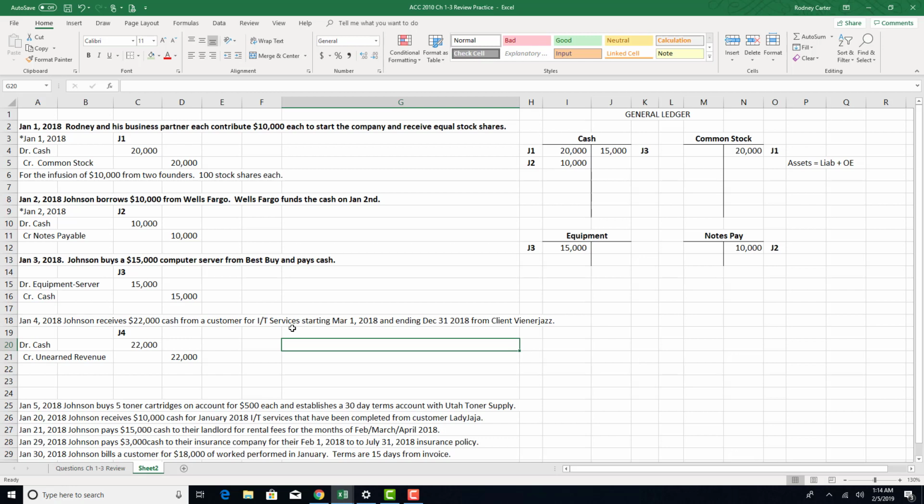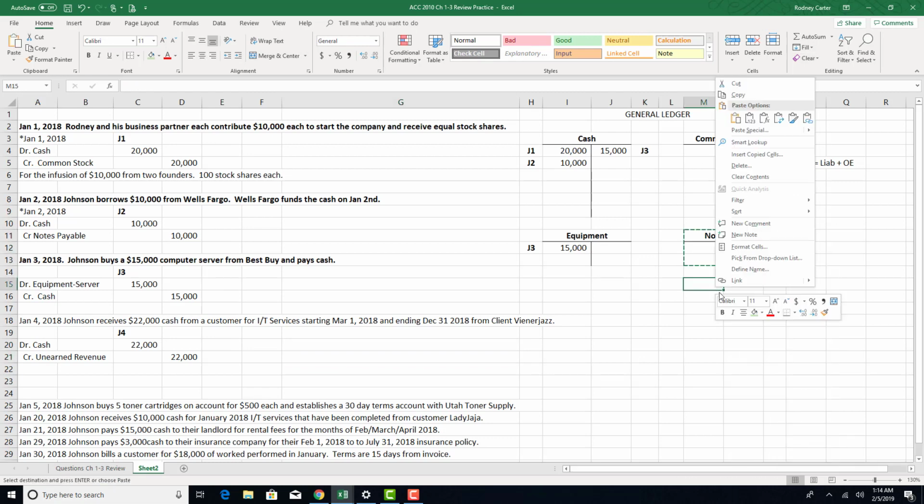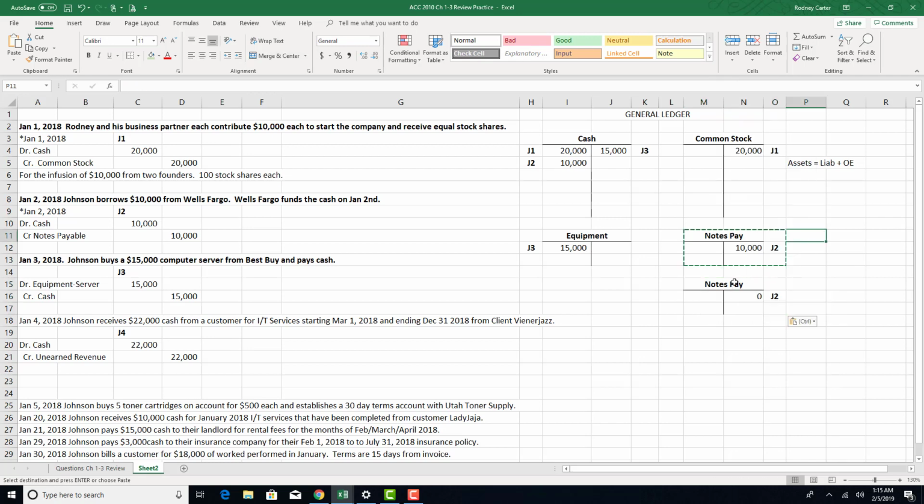So we haven't earned any of this revenue. So it's unearned revenue, which is a liability. We have increased an asset and increased a liability. I'm going to make myself a new liability over here on this side. I'm going to call it unearned revenue. And I'm going to go J4 plus 22,000. And then I'm going to go J4 cash. I increased 22,000.